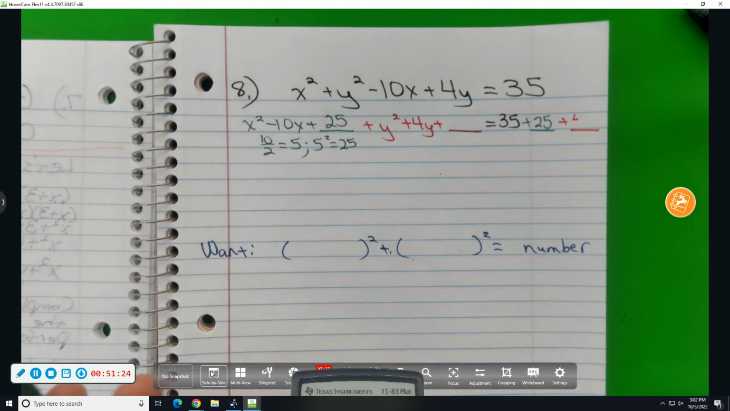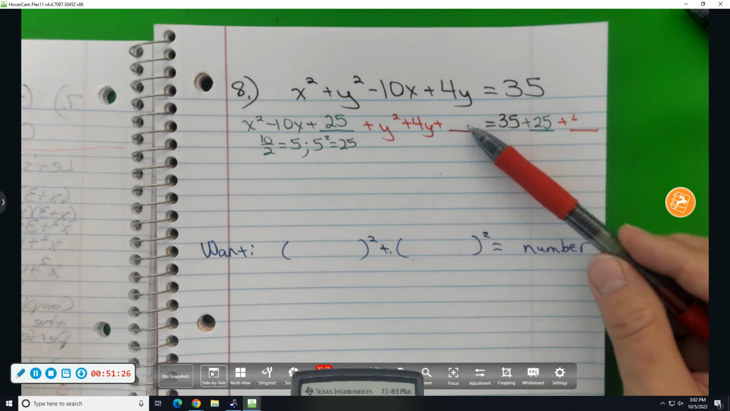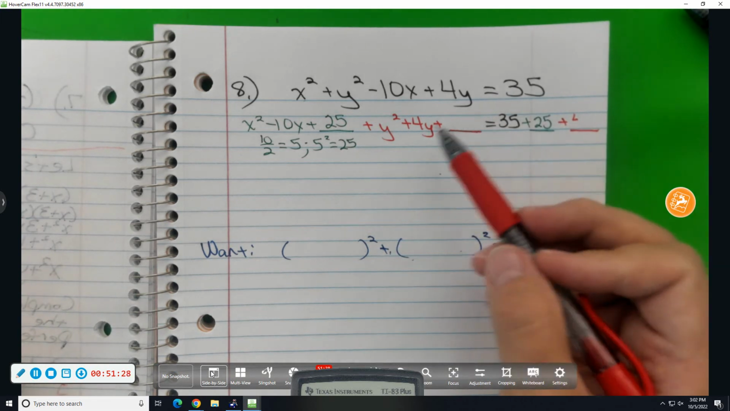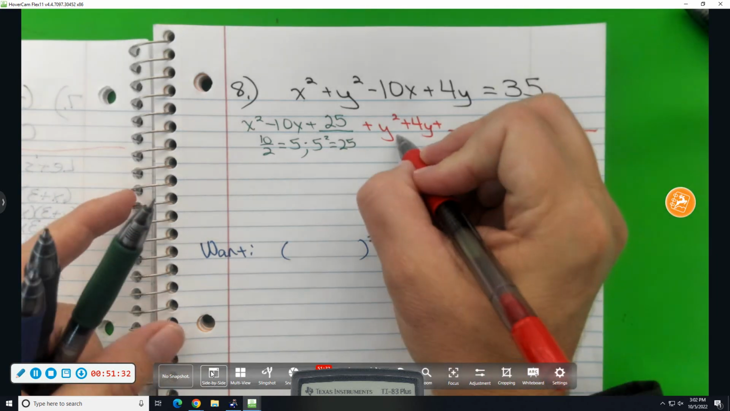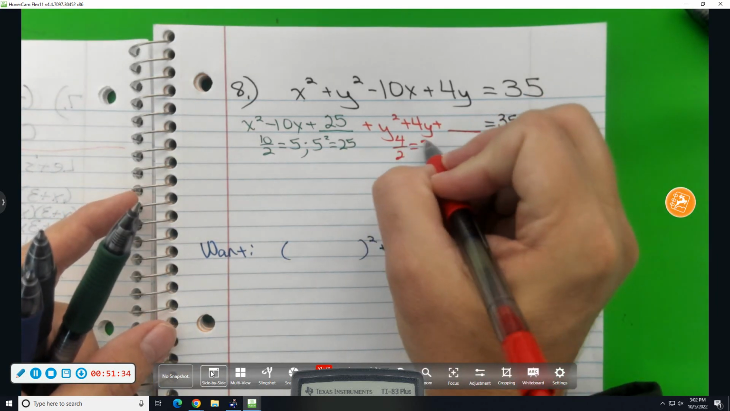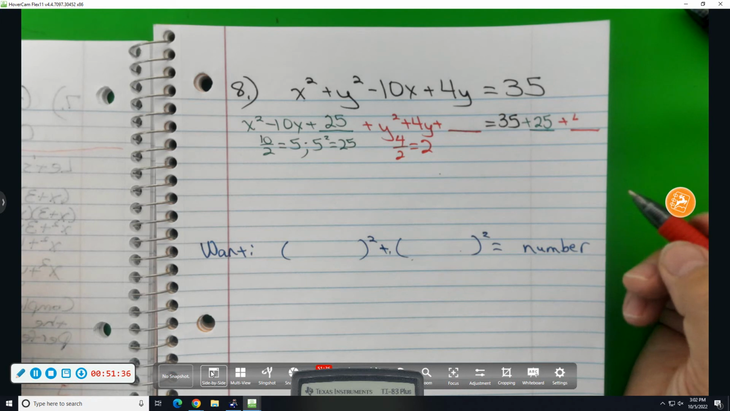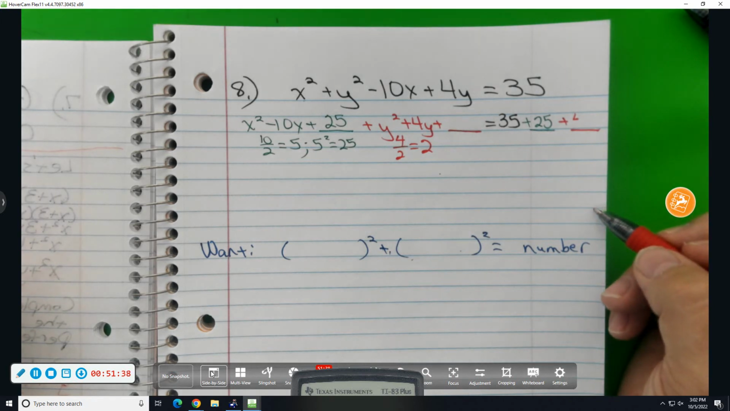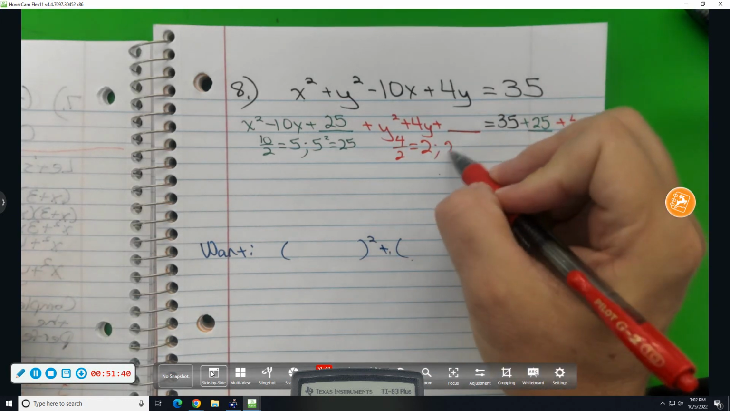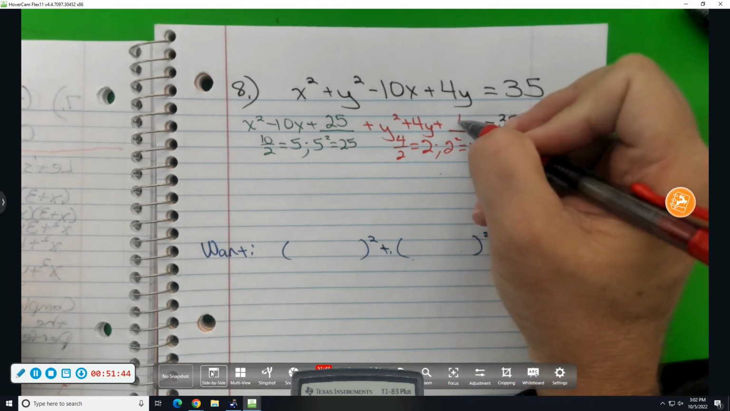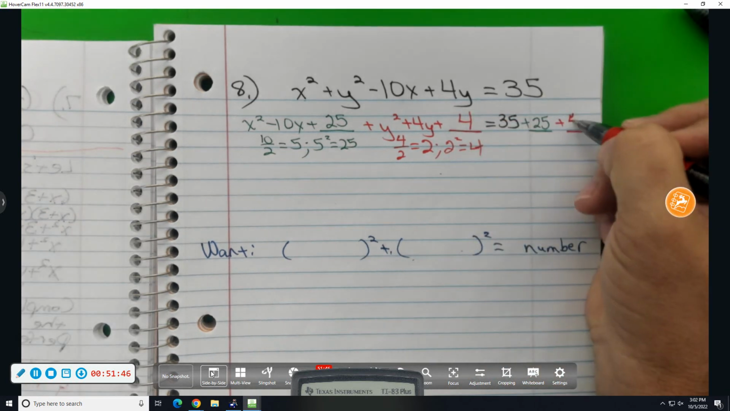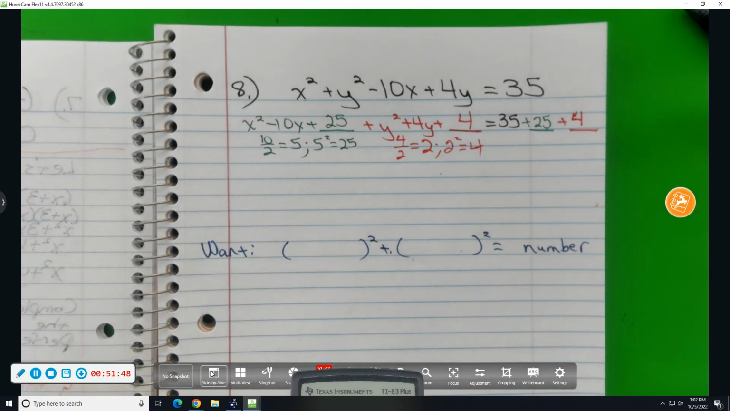Okay, you go through the 2 steps to figure out what goes into the red blank. You take 4 and you do what? Divide it by 2. That gives us 2, and then what do you do to 2? You square it. 2 squared is 4. So you put the 4 there and the 4 there.